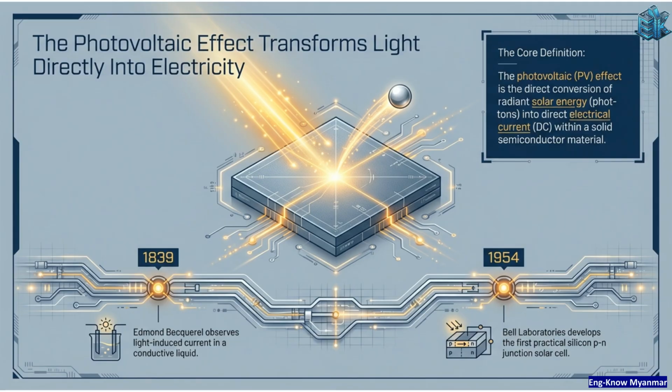The core definition of the photovoltaic effect is the direct conversion of radiant solar energy, or photons, into direct electrical current within a solid semiconductor material. This effect was first observed in 1839 and led to the first practical silicon solar cell in 1954.